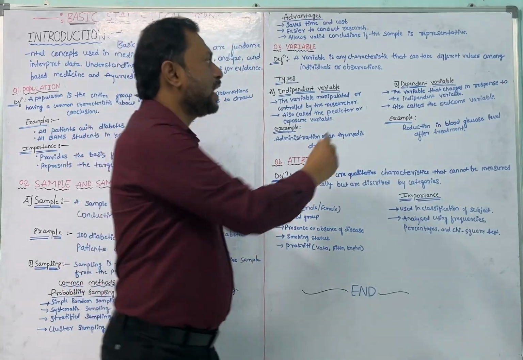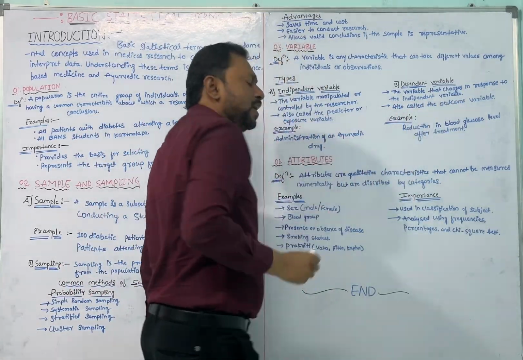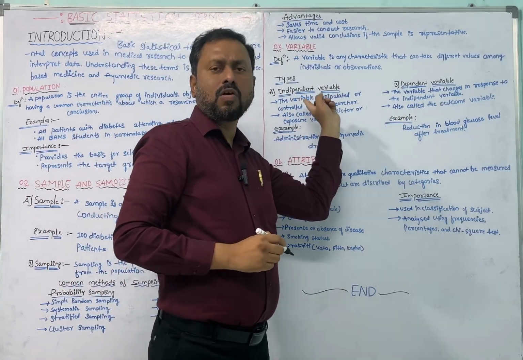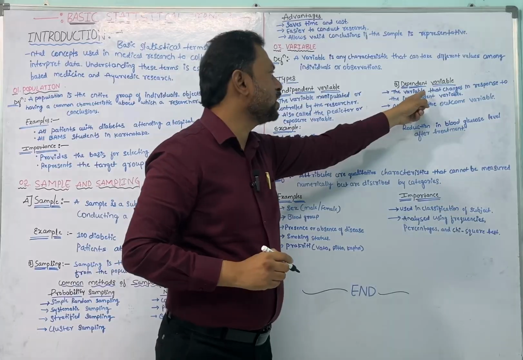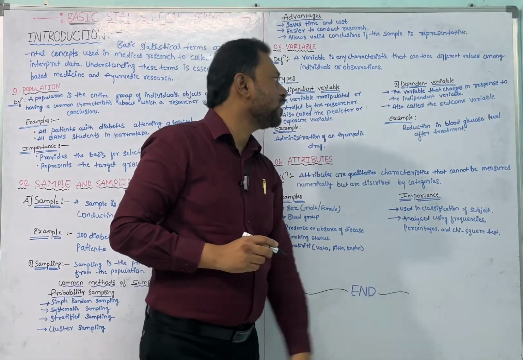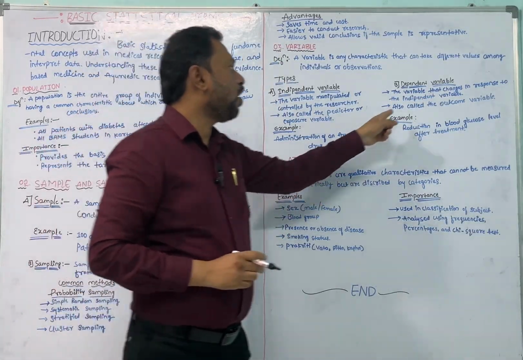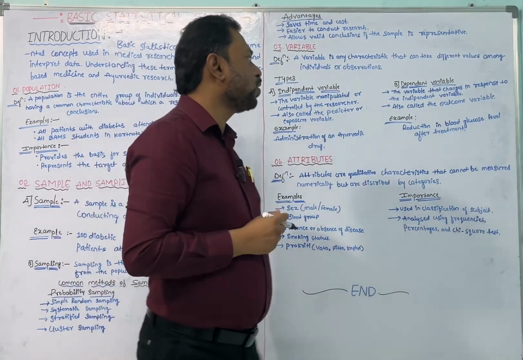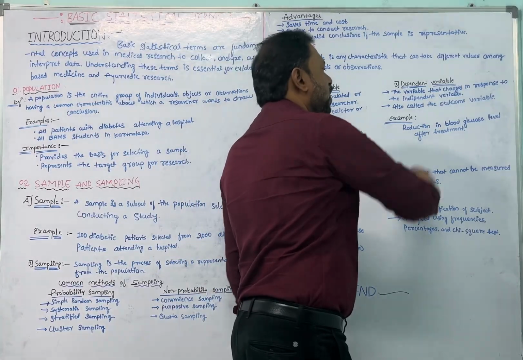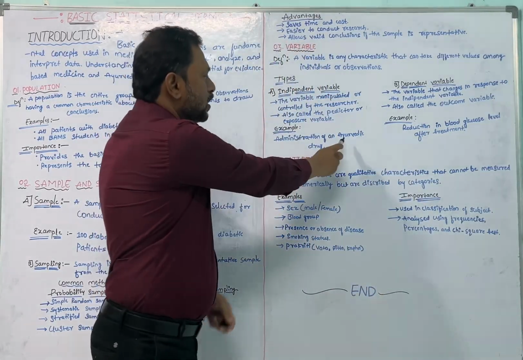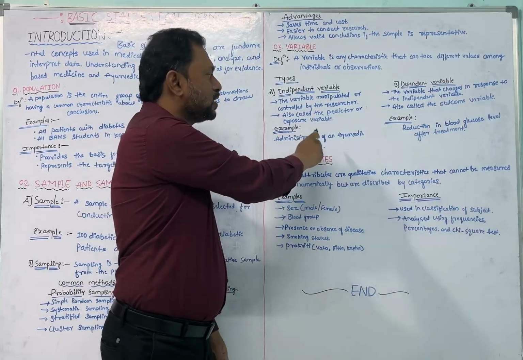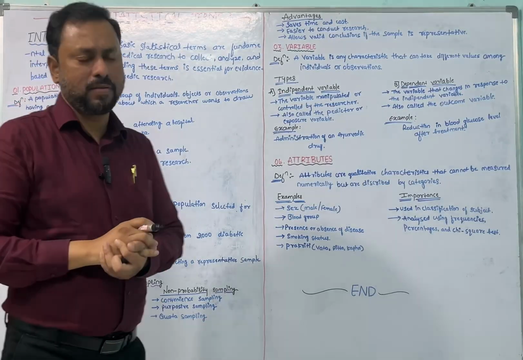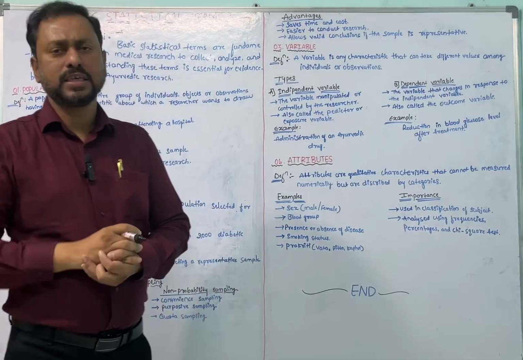The dependent variable is the change in response to the independent variable. Just now I told you, if there is a change in the cause, then definitely the effect also changes. The variable that changes in response to the independent variable is called dependent, and it is also called the outcome variable. An example is reduction of blood sugar level after treatment. If your drug dosage is changed, then the reduction of blood sugar level after treatment is called a dependent variable. This is about variables in research and statistics.